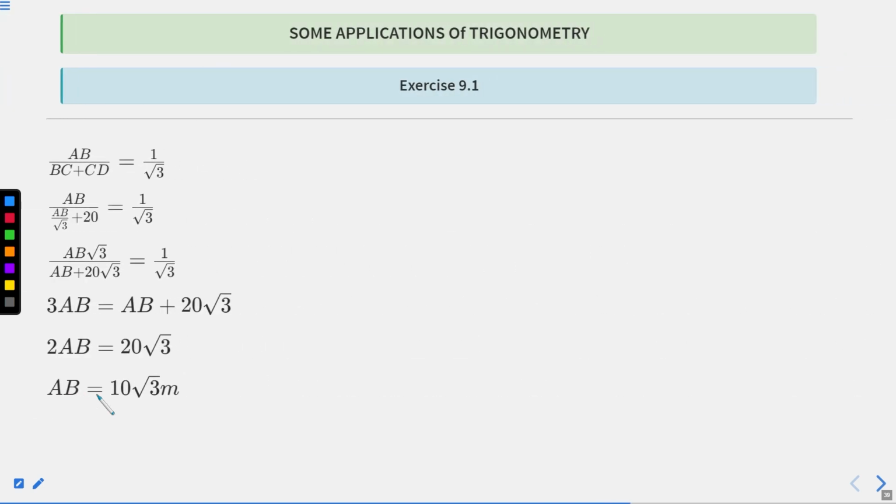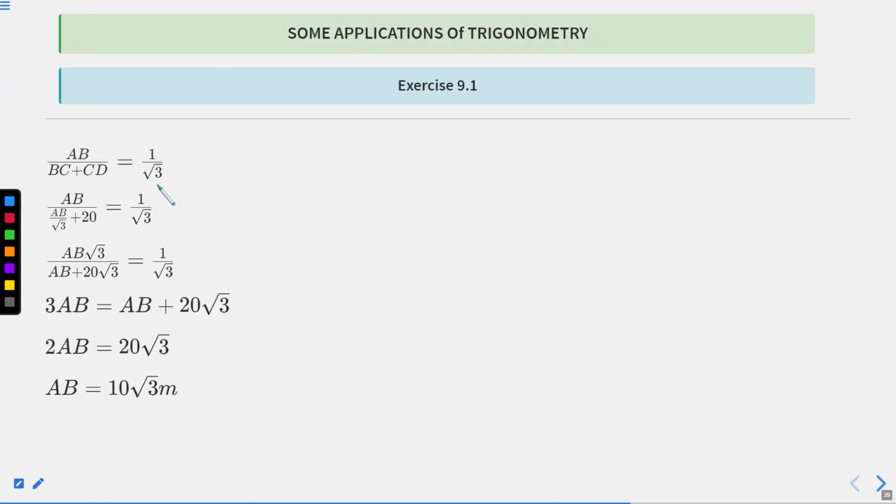And it implies AB by (BC plus CD) is equal to 1 by root 3, and it implies AB by (AB by root 3 plus 20) is equal to 1 by root 3, since BC is equal to AB by root 3 and CD is equal to 20. So AB times root 3 by (AB plus 20 root 3) is equal to 1 by root 3, and it implies 3 times AB is equal to AB plus 20 times root 3, and it implies 2 times AB is equal to 20 times root 3, and it implies AB is equal to 20 times root 3 by 2, that is equal to 10 times root 3.